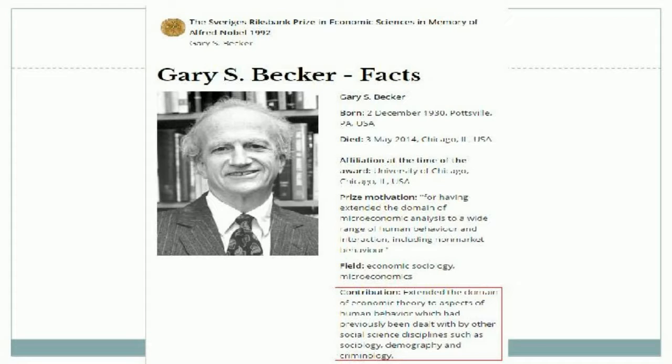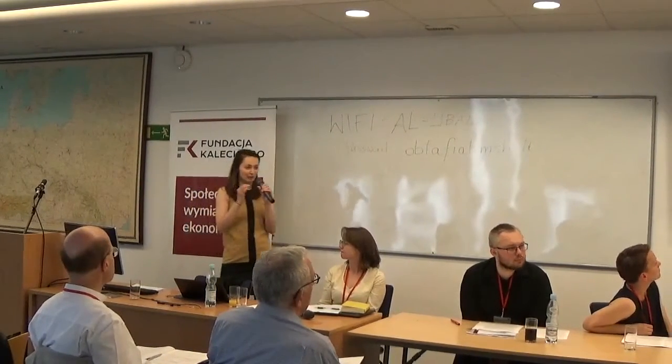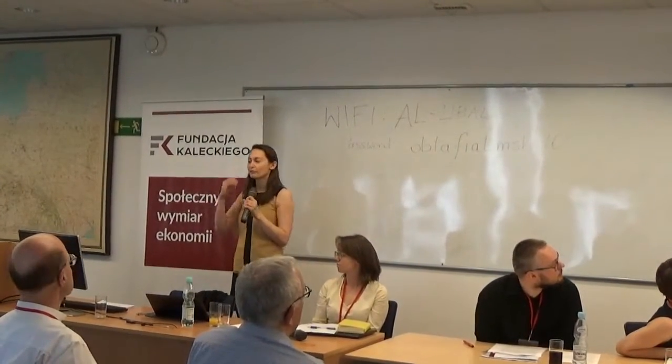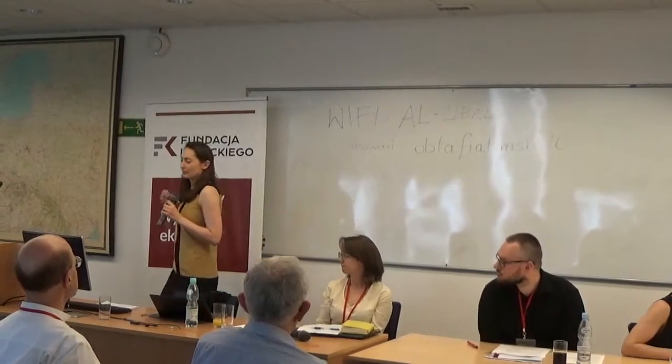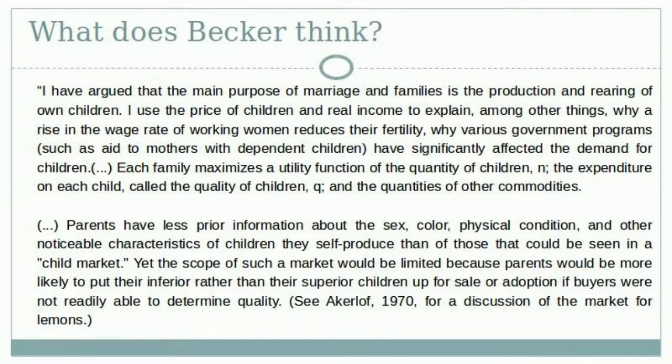So what does Gary precisely say? I decided I will read for you two paragraphs just to give you the idea of the theory he's building. I have argued that the main purpose of marriage and families is the production and rearing of own children. I use the price of children and real income to explain, among other things, why a rise in the wage rate of working women reduces their fertility, why various government programs, such as aid to mothers with dependent children, have significantly affected the demand for children.